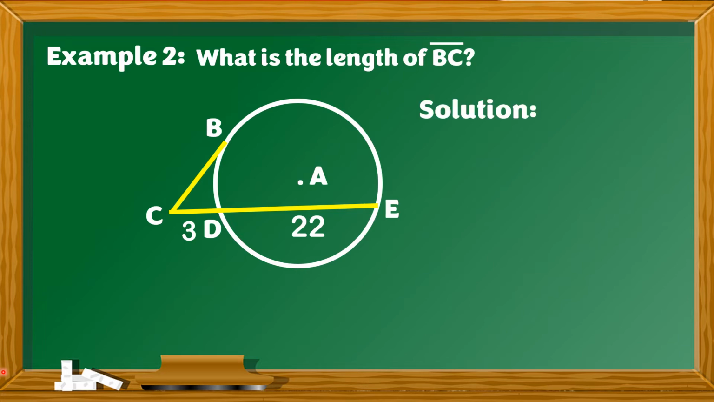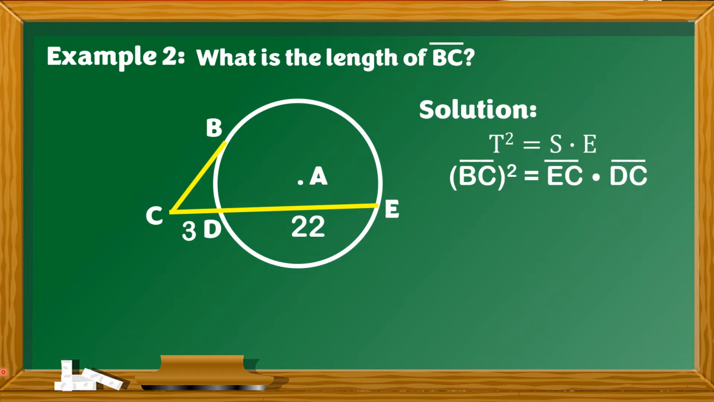First, we're going to write the mathematical expression of the given problem applying the theorem on tangent and secant segments. We have line segment BC, that is the tangent. So we have line segment BC squared, and the secant segment is line segment EC, times the external segment, line segment DC. Then we're going to substitute the values of line segment EC and line segment DC in the equation.